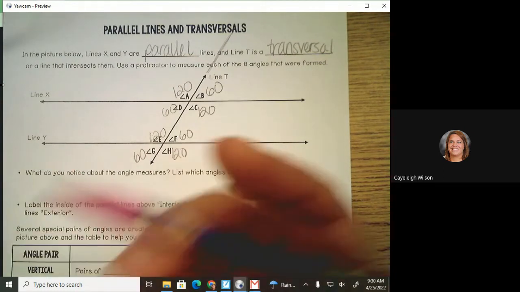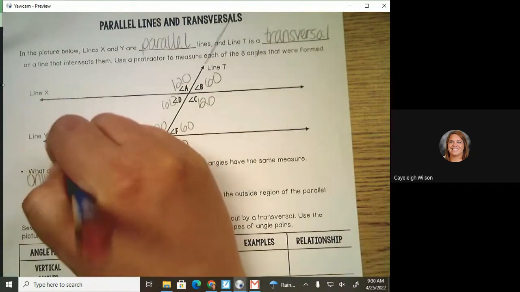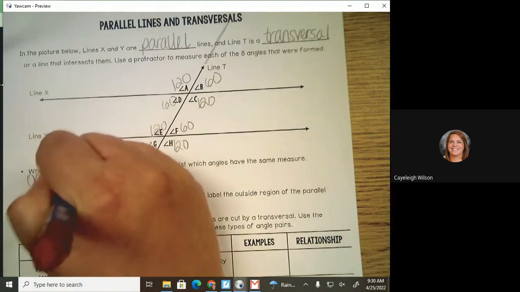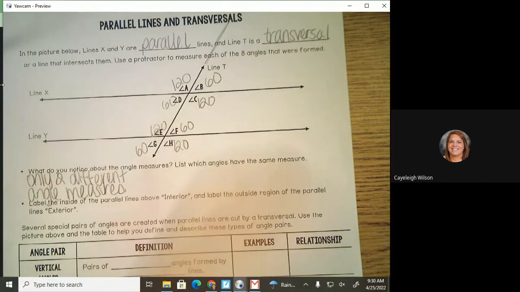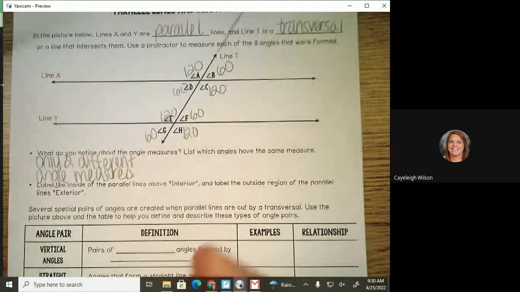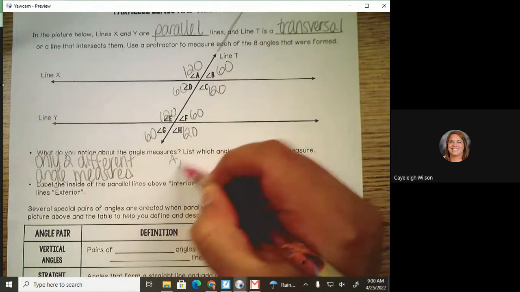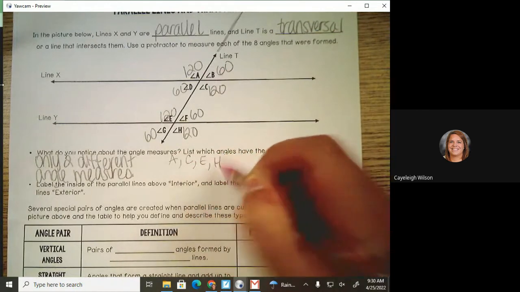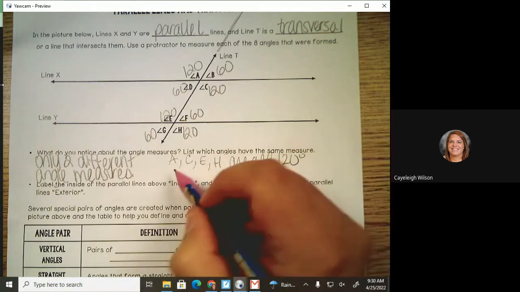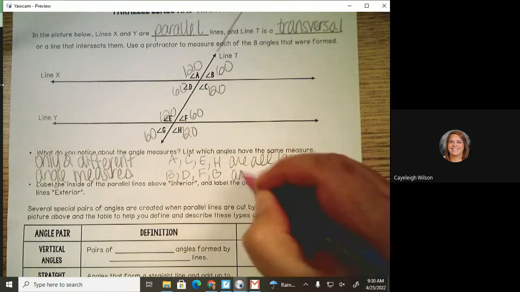Well, what we notice here is that there's only 2 different angle measures. So the only 2 angle measures I have are 60 and 120. And it looks like the angles A, C, E, and H are all 120, and that B, D, F, and G are all 60.